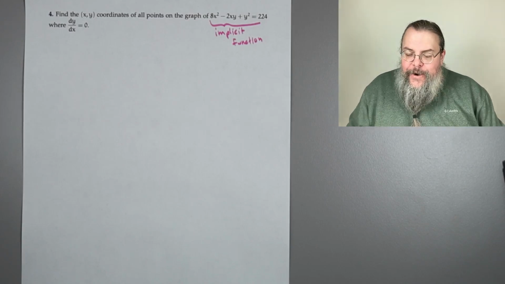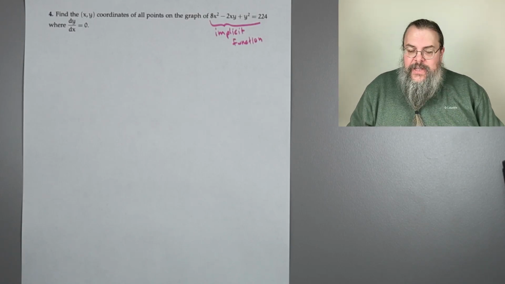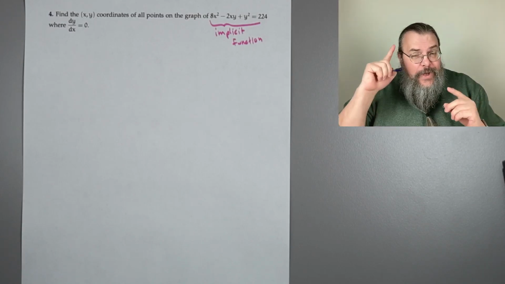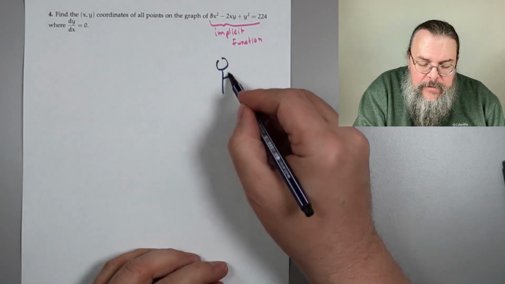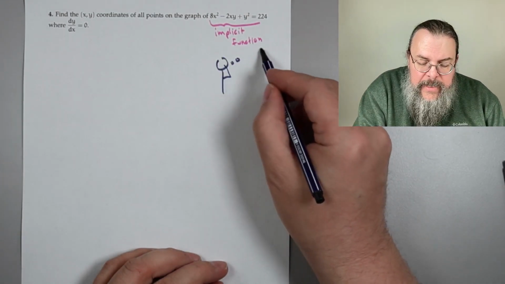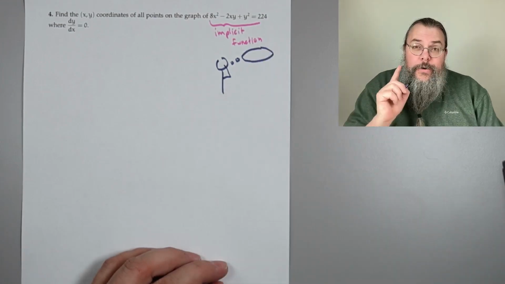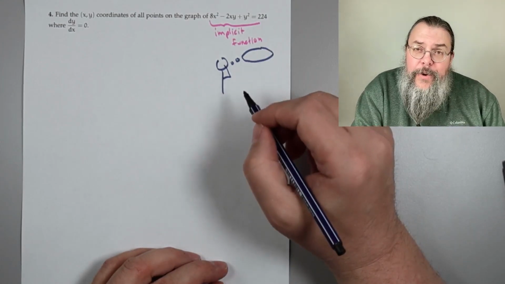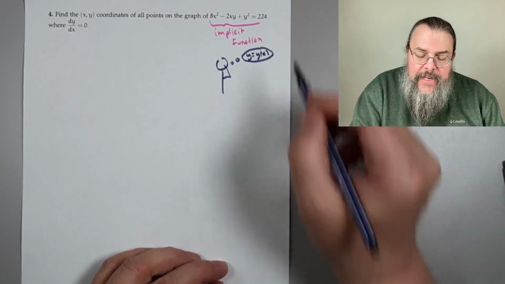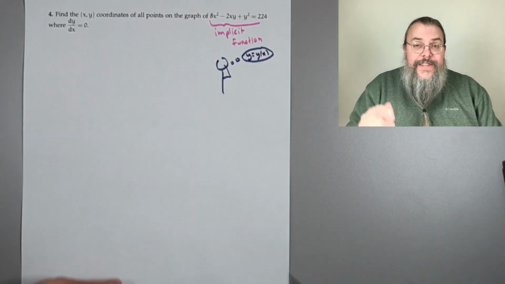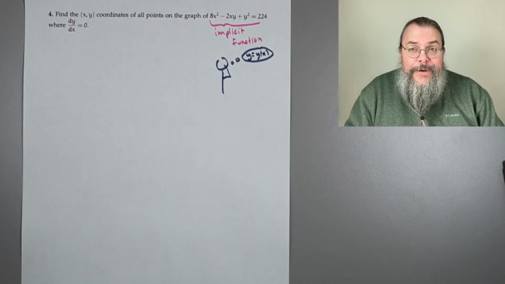Now, how do we do implicit differentiation? And the answer is, we have an idea. So let's recall what our idea is. Our idea is to say, look, I don't know what y is as a function of x, but I'm going to think of it as a function of x. That's how we're going to solve this.